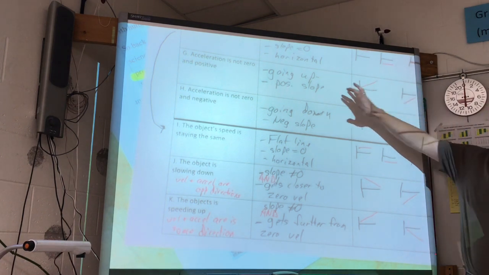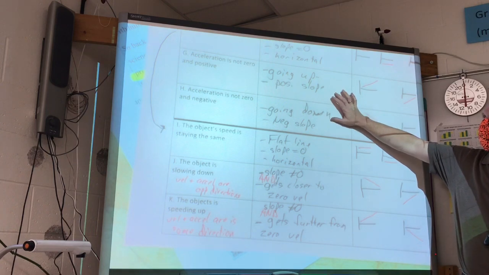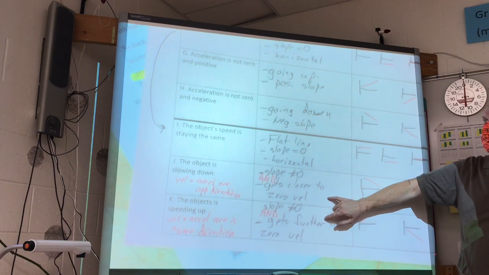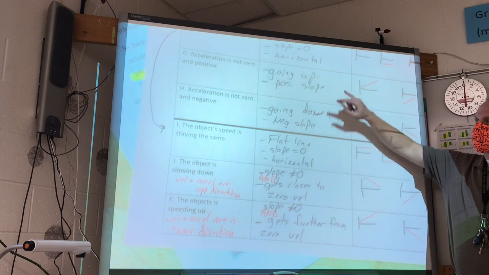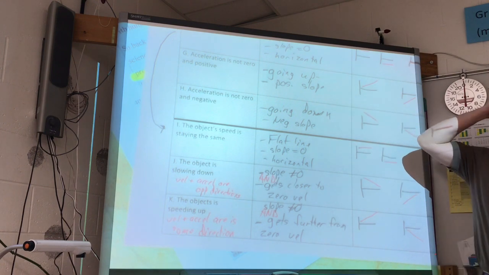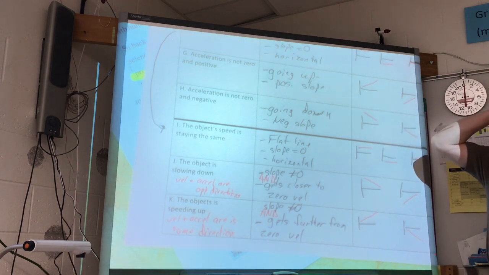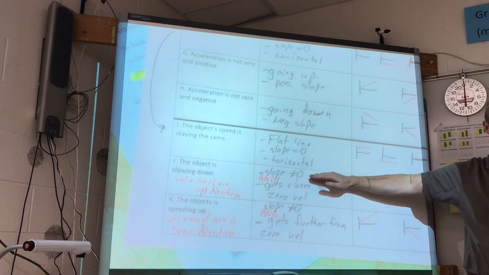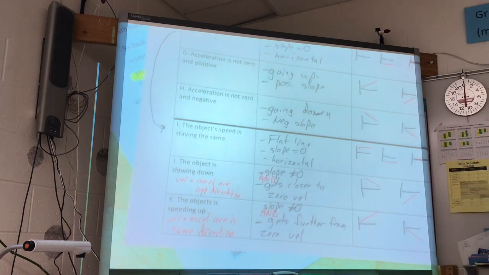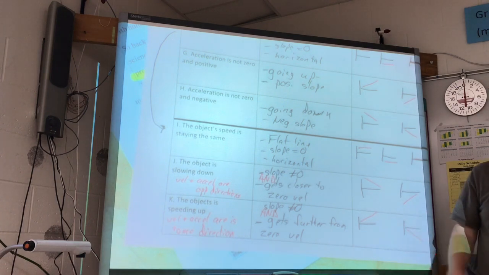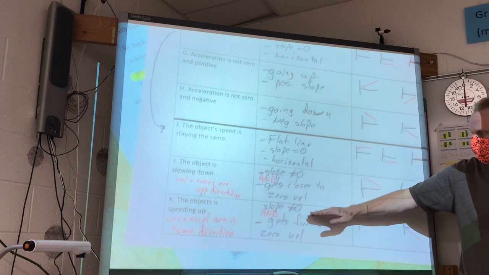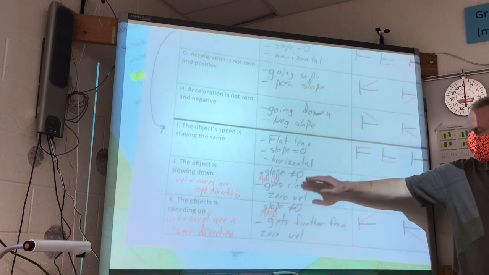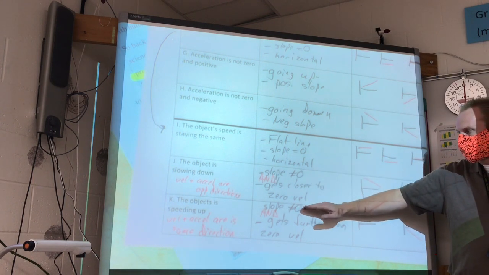So acceleration is not 0, means the object is accelerating. But now we have to determine whether it's speeding up or slowing down. And these are not directly correlated together. So how do we know if an object is slowing down? Well, the slope has to be not 0 because it has to be accelerating. The speed has to be changing, velocity has to be changing, therefore it's not 0, which means it is accelerating. So both of those statements are true. The slope must not be 0.